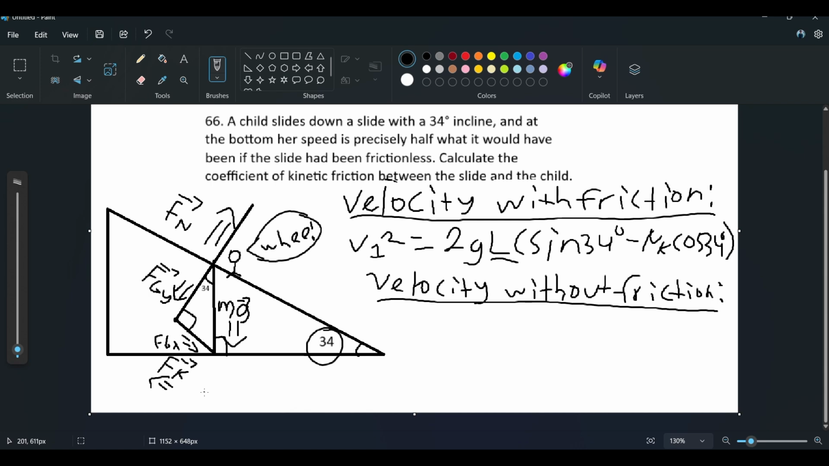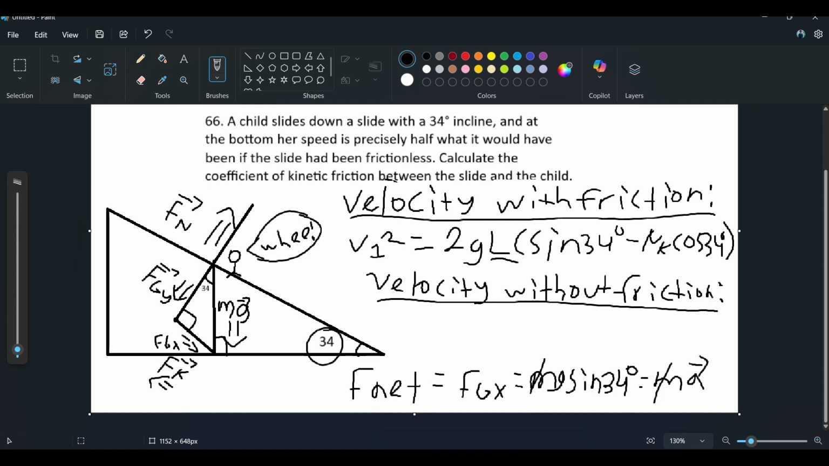By Newton's second law, the net force in x is just equal to this Fg of x, and that's equal to mg sine 34 degrees. This is equal to ma. So her acceleration, if she does not experience friction, is just g sine 34 degrees. Her displacement is still going to stay the same as L. So her velocity squared without friction is v2 squared equals 2gL times sine 34 degrees.